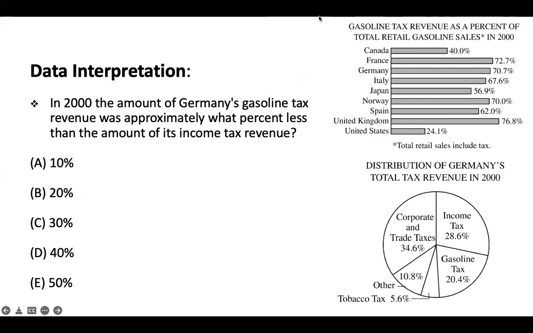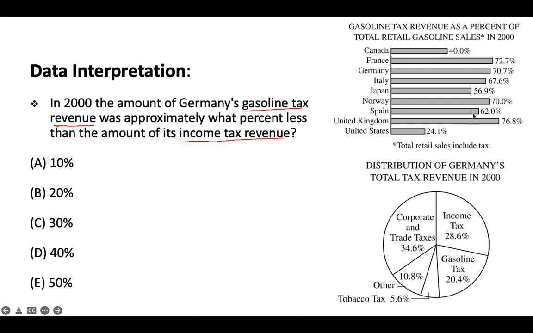Now let's discuss this one. In this, the question states that in 2000, the amount of Germany's gasoline tax revenue was approximately what percent less than the amount of its income tax revenue. So one is income tax revenue and one is the gasoline tax revenue. So the question asks that this gasoline tax revenue is how much percent less than income tax revenue.